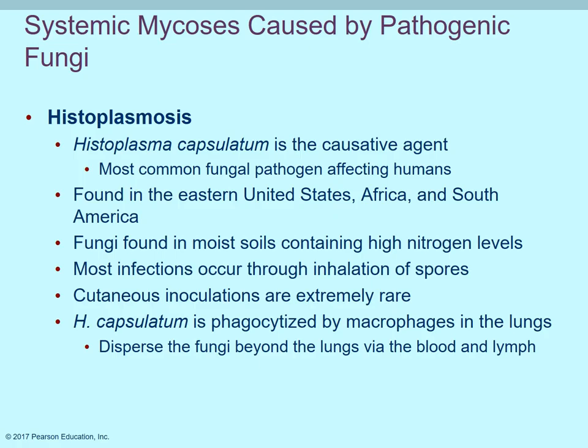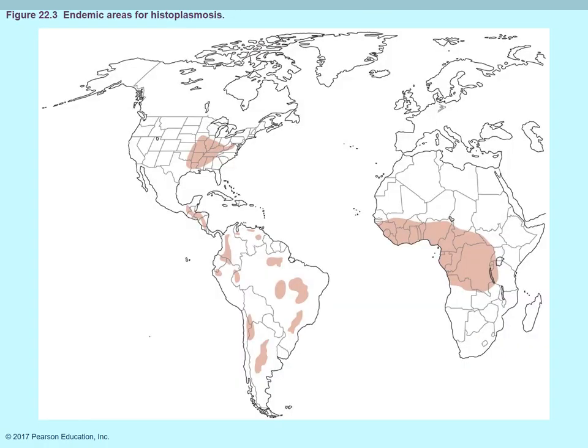Histoplasma capsulatum is the causative agent for histoplasmosis. This is one of your more common fungal pathogens. It's found throughout the eastern United States, and also in Africa and South America. It tends to be found in very moist soils, especially if it has a very high nitrogen level. Usually what happens is the individual inhales the spores. This map shows the endemic areas for histoplasmosis.